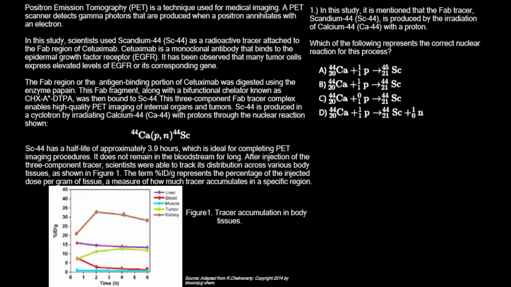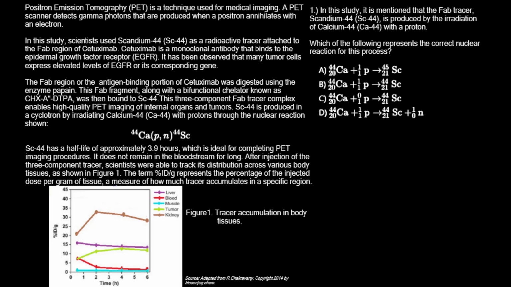Positron emission tomography is a technique used for medical imaging. A PET scanner detects gamma photons that are produced when a positron annihilates with an electron. In this study, scientists used scandium-44, Sc-44, as a radioactive tracer attached to the Fab region of cetuximab. Cetuximab is a monoclonal antibody that binds to the epidermal growth factor receptor, EGFR. It has been observed that many tumor cells express elevated levels of EGFR or its corresponding gene.